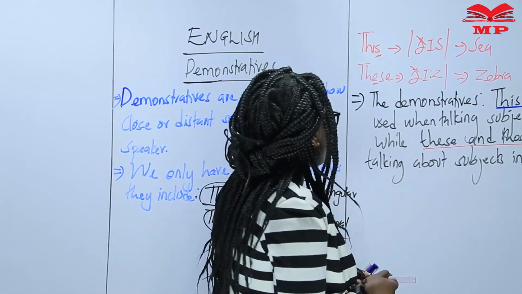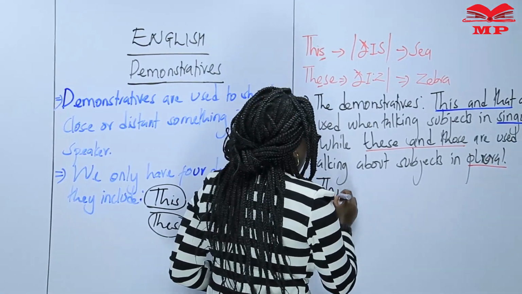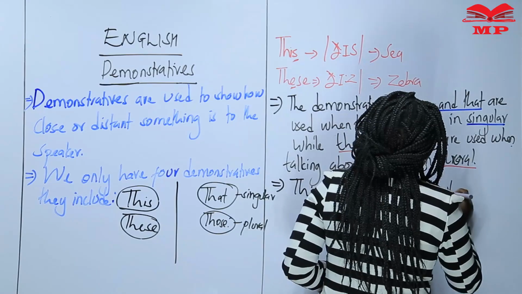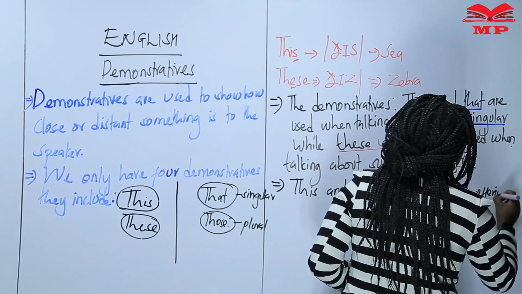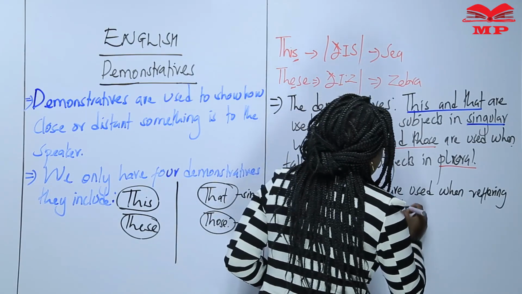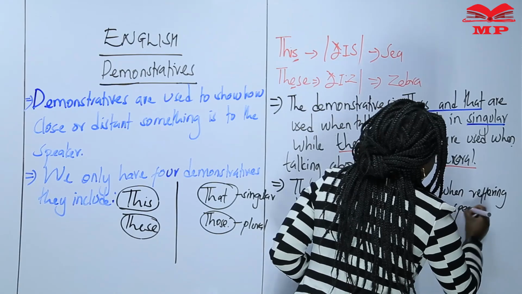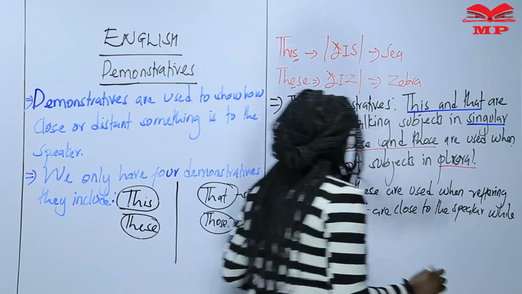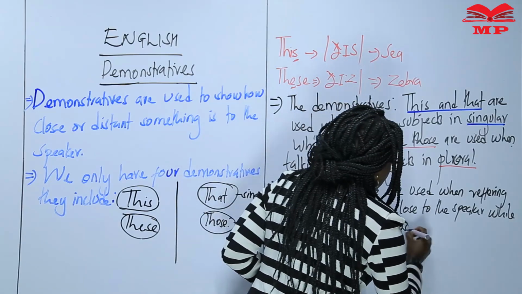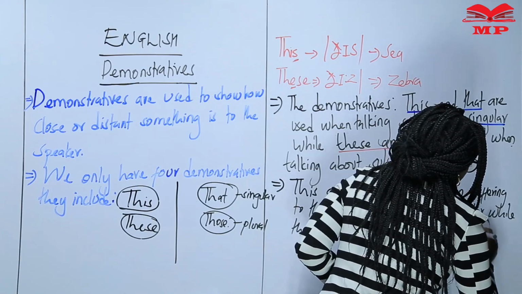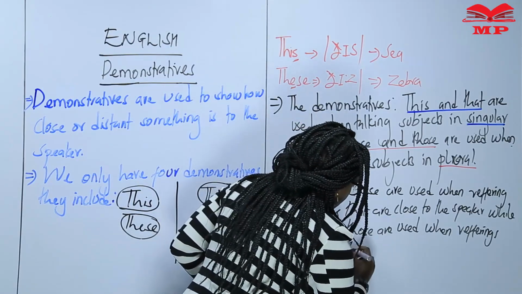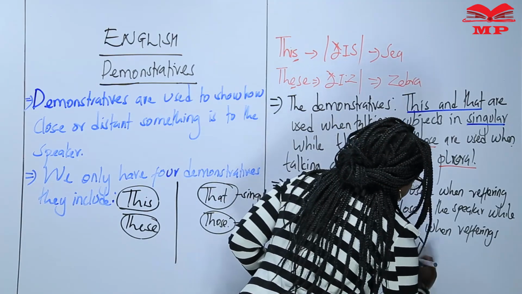I'm just going to write it out for you here so that you can see that this and these are used when referring to things that are close to you or to things that are close to the speaker, while that and those are used when referring or speaking about things that are far from the speaker.